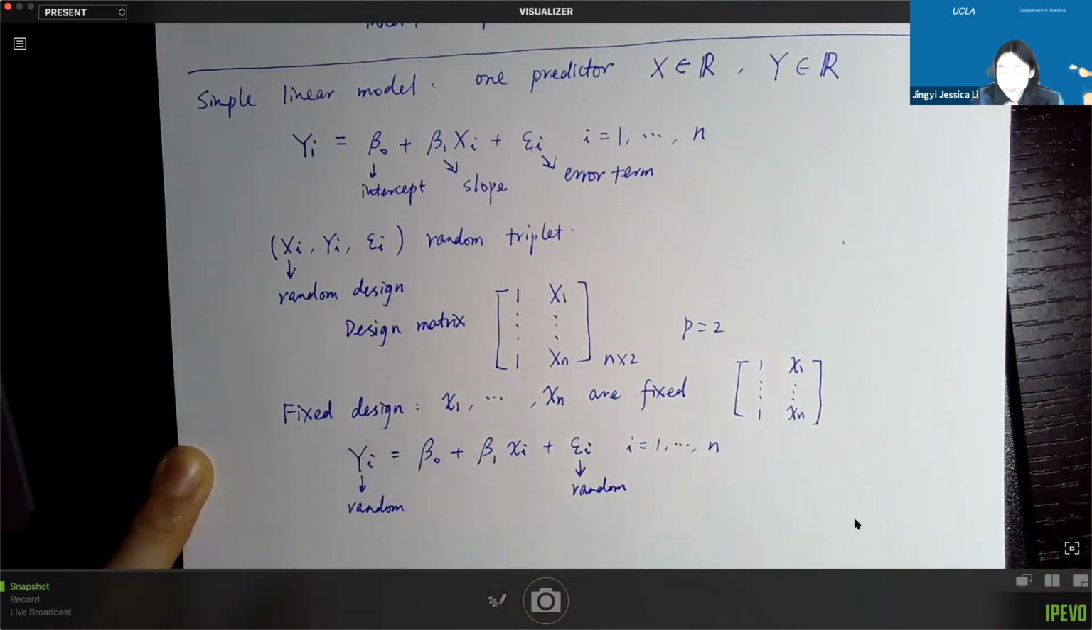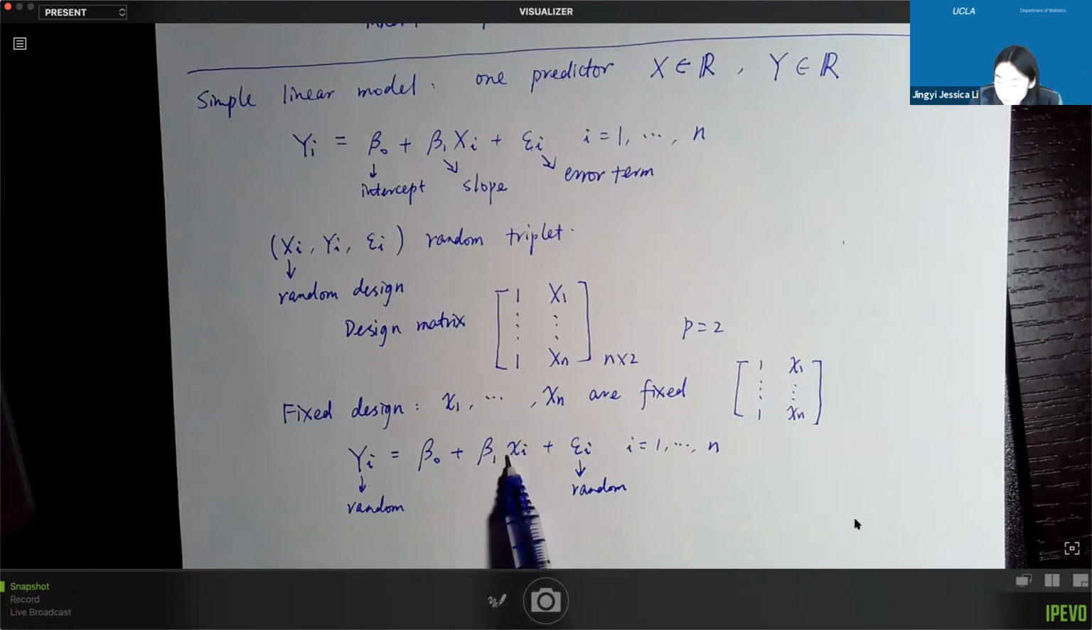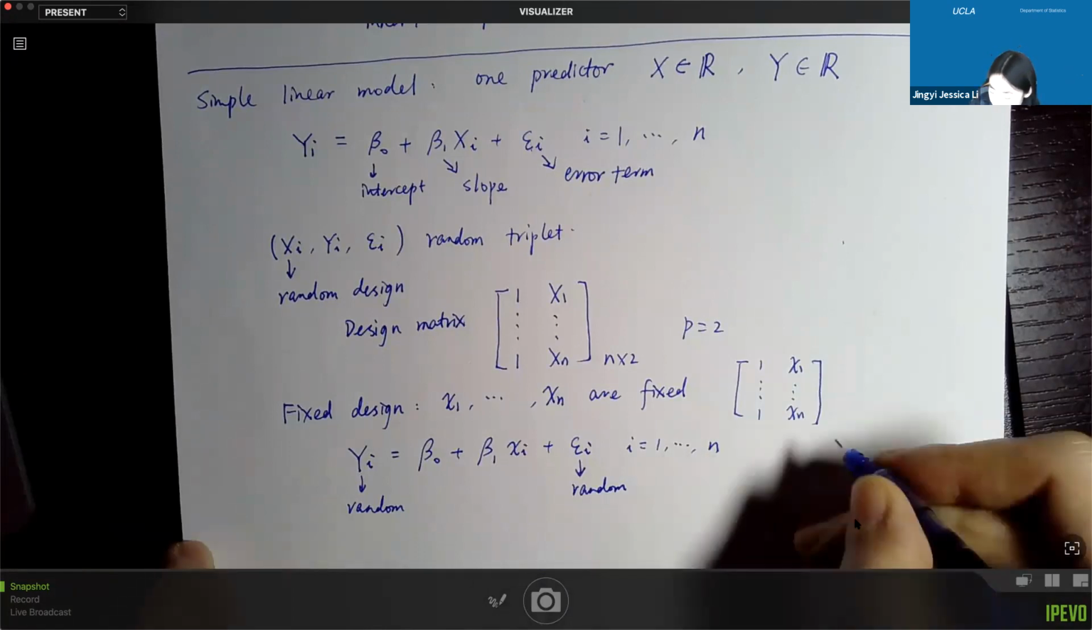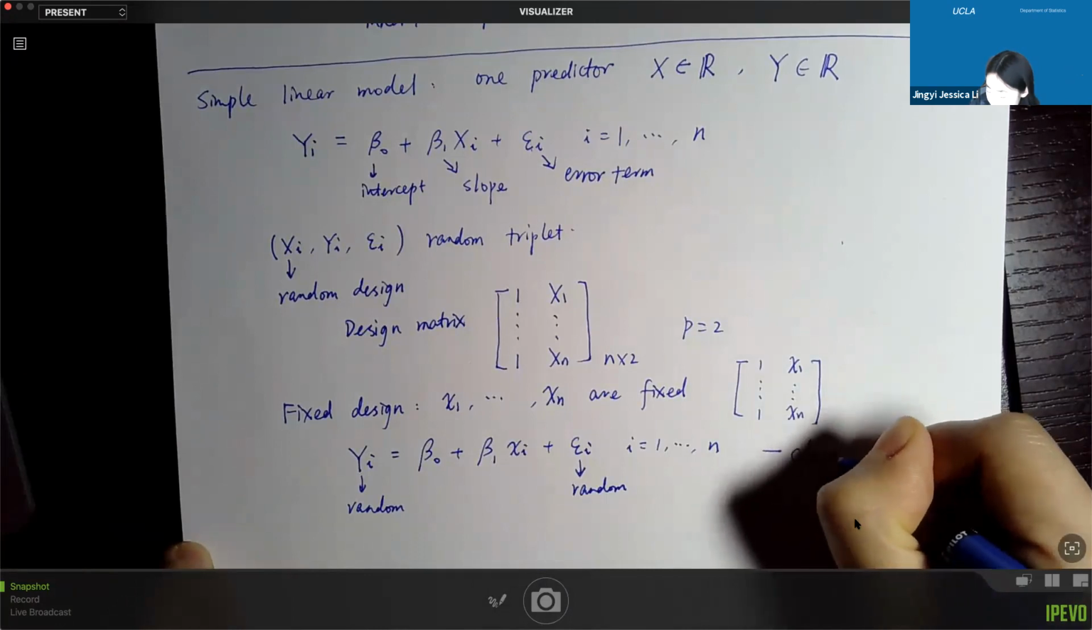So you see, here in the simple linear model with the fixed design, the randomness becomes much easier. We don't consider xi to be random, but just epsilon i to be random. And this is the classical setting in statistics.